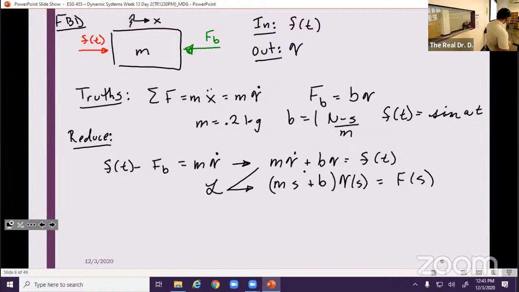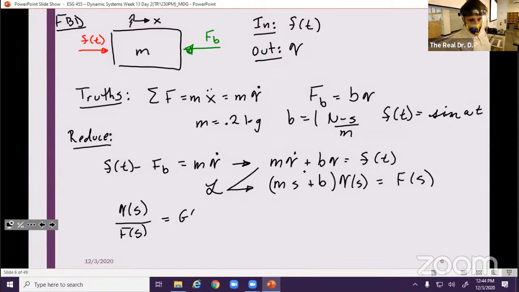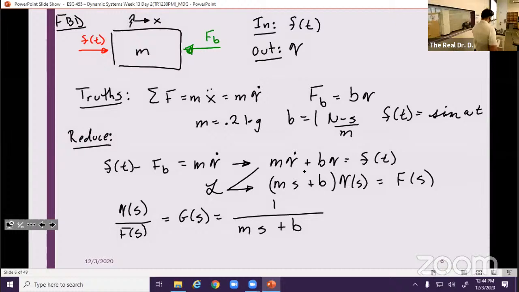Okay? So yeah, we find our Laplace transform, but now we want the transfer function, right? So what is a transfer function? It's the relationship, the ratio of my output to my input, which is G of S, which in this case is 1 over m s plus B. 1 over m s plus B. So there's my transfer function.